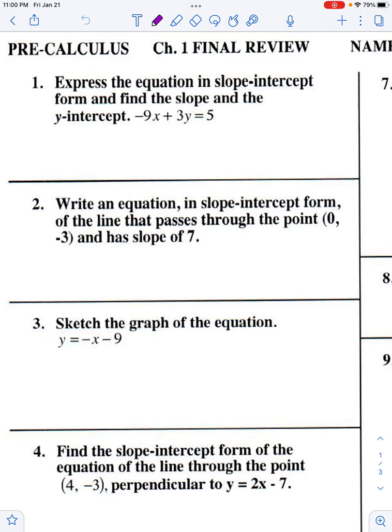There are questions from chapter 1 that are different than what you see here. So make sure that you're looking at all the things on the list, not just what I'm doing.